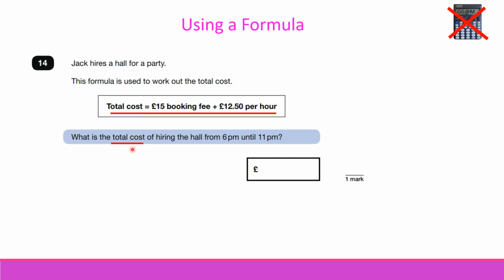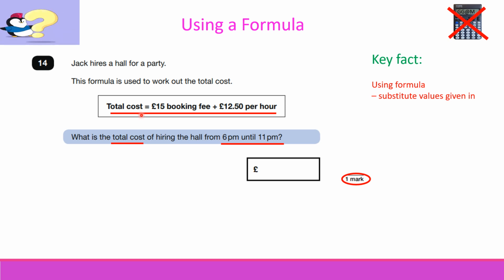So you've got to work out the total cost of hiring the hall from 6 p.m. to 11 p.m. and this will give you 1 mark. Remember to write your answer in the box provided. So your key fact is that we're going to be using a formula. You need to substitute in the values that are given. So the value that you're going to be given is the time. So you've got to work out the time the party is going to be on for. So it's £12.50 for every hour. So work out how many hours it's for, then add on your booking fee to work out the total cost. Press pause, have a go at working out the answer, and then press play when you're ready to hear an answer.